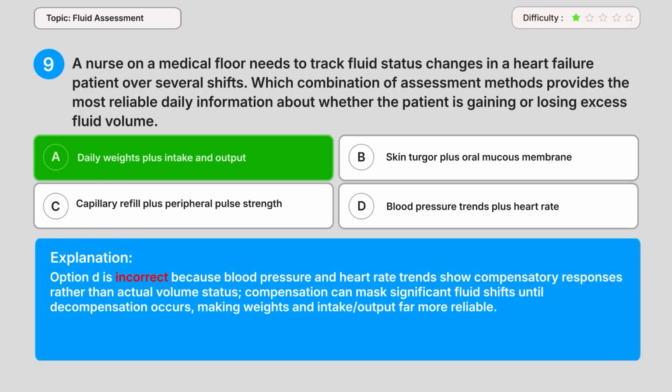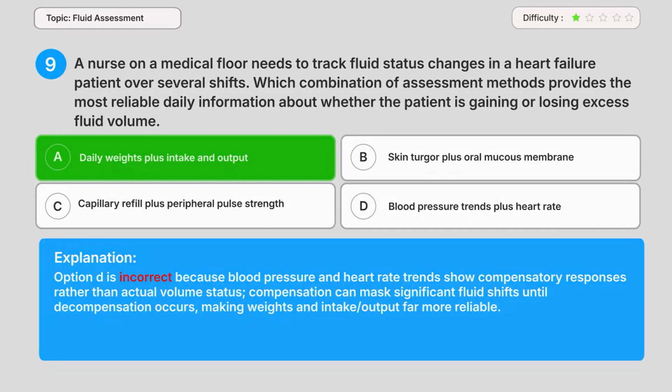Option D is incorrect because blood pressure and heart rate trends show compensatory responses rather than actual volume status. Compensation can mask significant fluid shifts until decompensation occurs, making weights and intake output far more reliable.